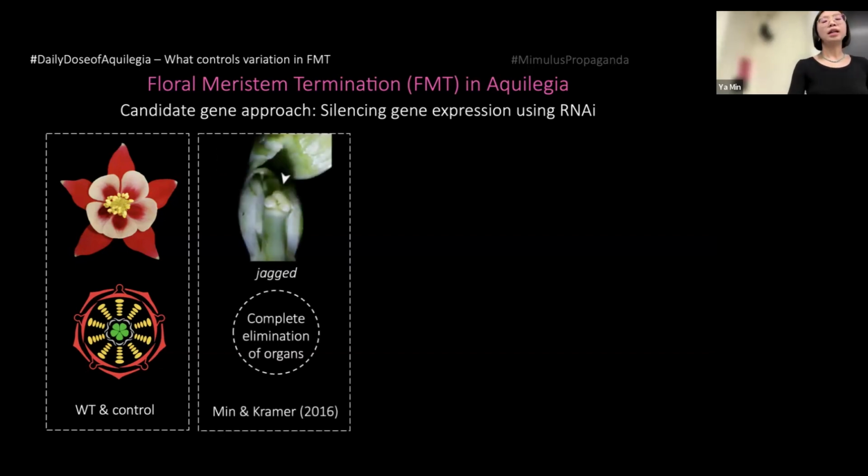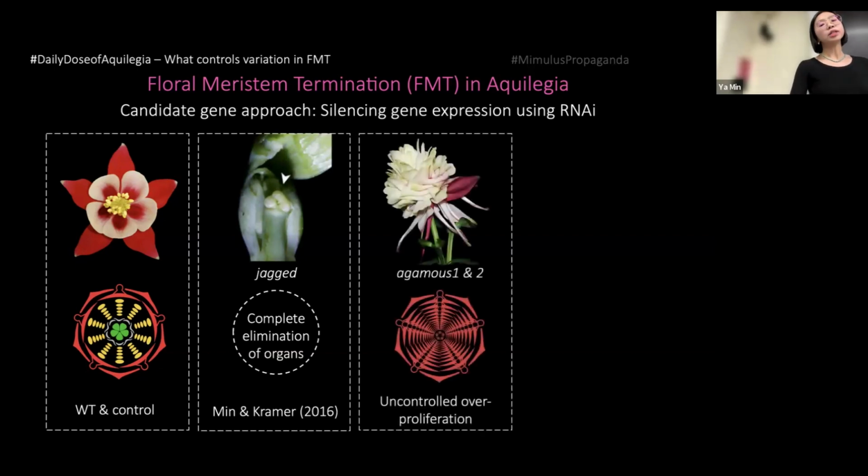Silencing some of the genes led to a complete elimination of organ production. And for some other genes, it led to an uncontrolled proliferation of organs in the flower. And this tells us that, for example, those genes here are indeed involved in the regulation of floral meristem, but it tells us very little about how the termination process is controlled. Because what we want to know is not how to get from 100 to 0 or 100 to 10,000. We want to know how to get from 100 to 103 precisely, for example.